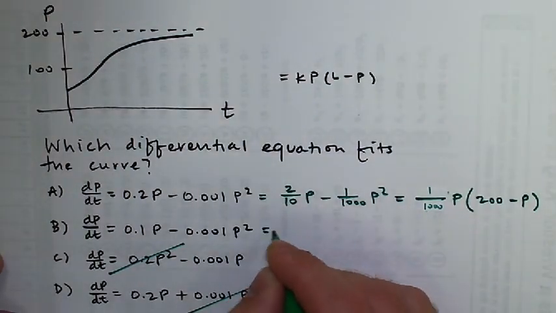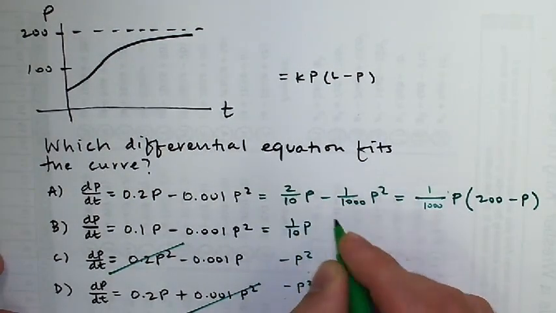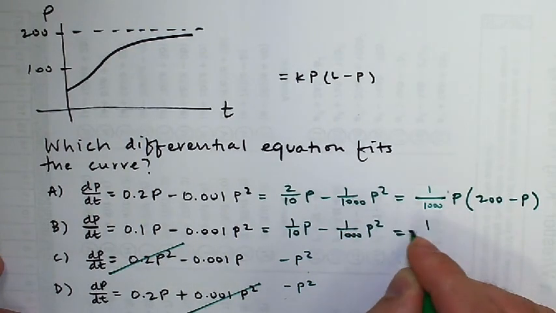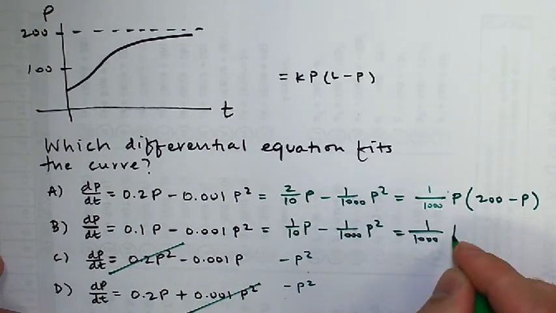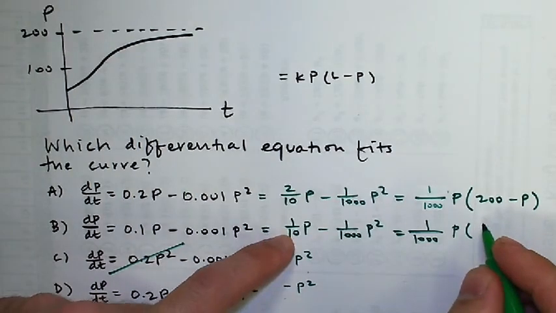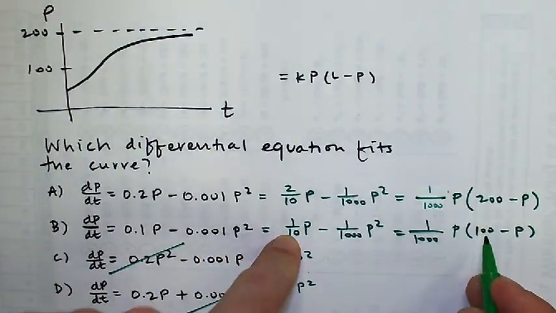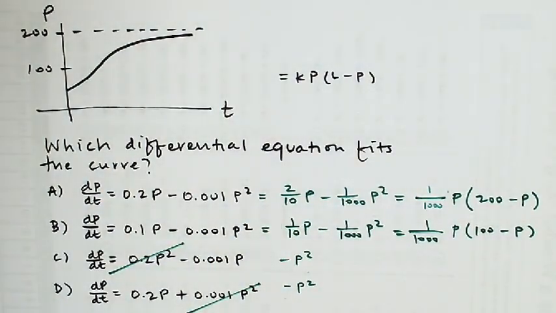Okay, let's see why this one isn't it. Do the same exact thing. This will be 100 when I multiply by 1,000. Okay, this one would be if the carrying capacity was 100.